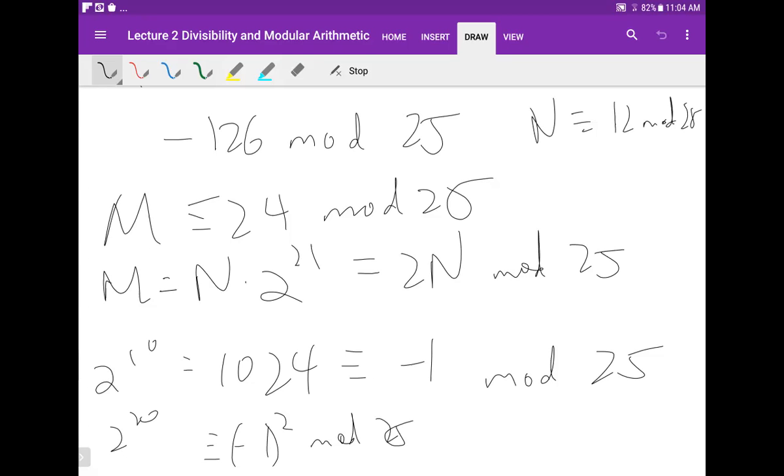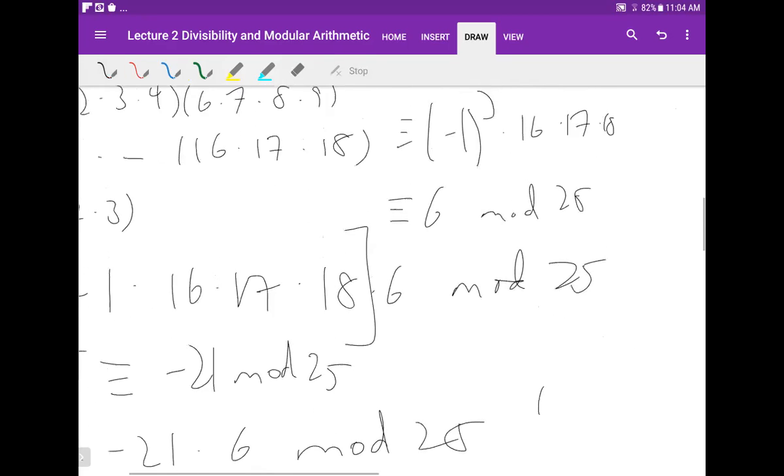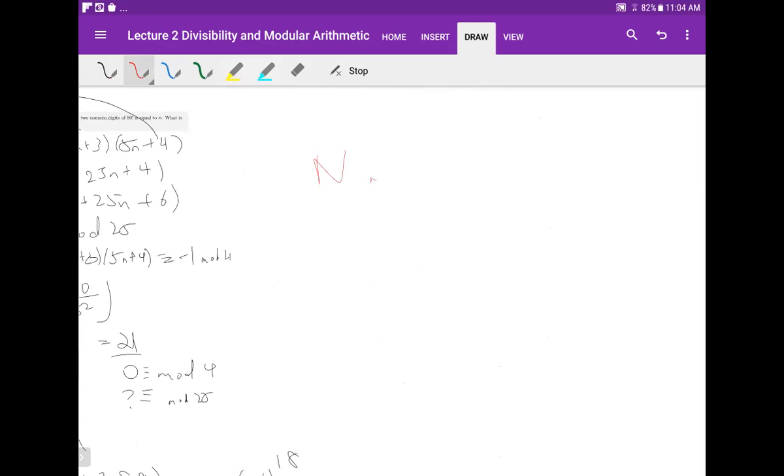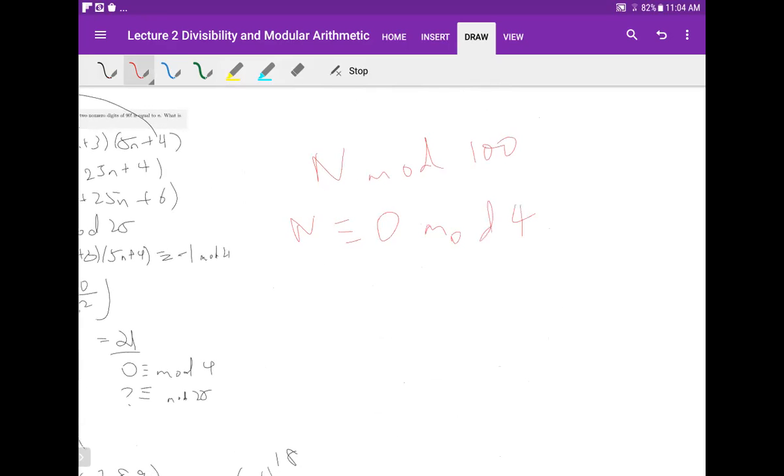And now we finally combine everything, right? So what did we want to find originally, right? What we wanted to find originally was n mod 100. And what do we know? Well, n is equivalent to 0 mod 4 and 12 mod 25. And what we can do is use the Chinese remainder theorem, which basically means that there's a unique solution mod 4 times 25, between 0 and 4 times 25 minus 1, right? So that would be equivalent to 12 mod 100, right?